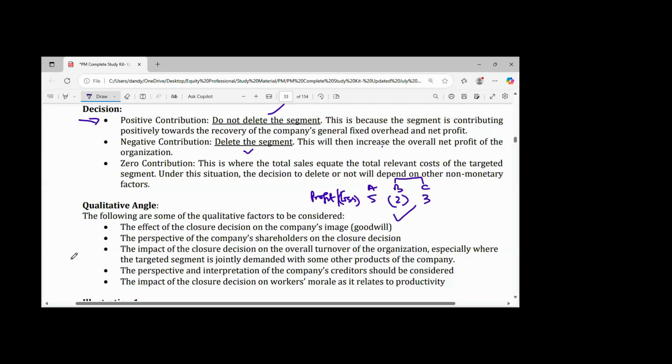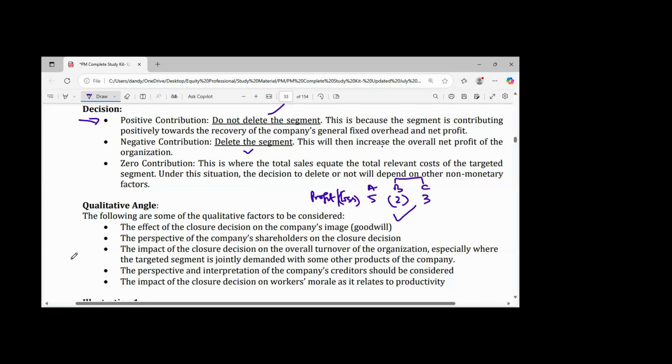Then number 5, you also need to consider the reaction and the perspective of the company's creditors. How would the creditors interpret the closure decision? Will the company pay back the money, the loan, or the materials that the company has taken on credit? How would they be able to pay back and all of that? There are so many issues that surround that. But again, it is important to consider the reaction as well as the perspective of the company's creditors to the closure decision. Not only that, how would the company handle all negativities that may arise?